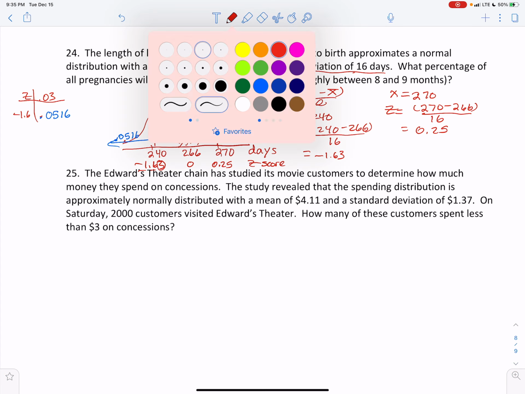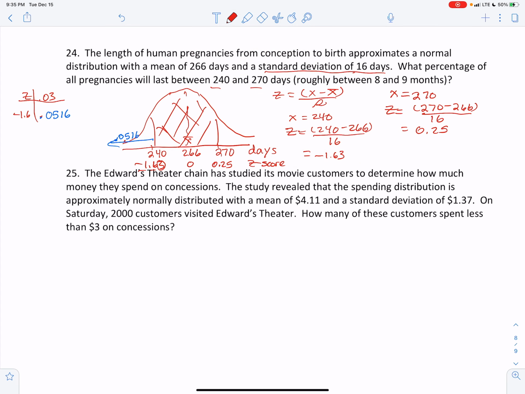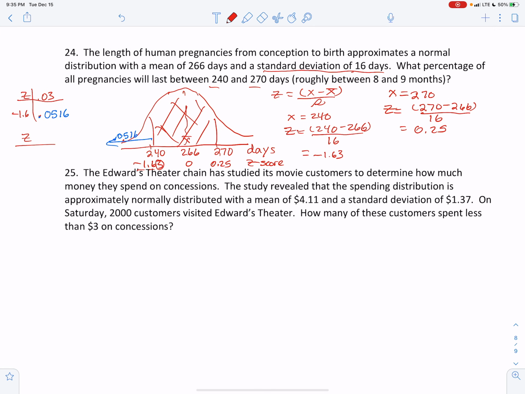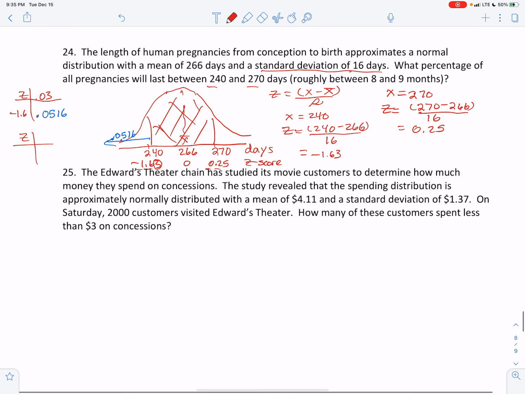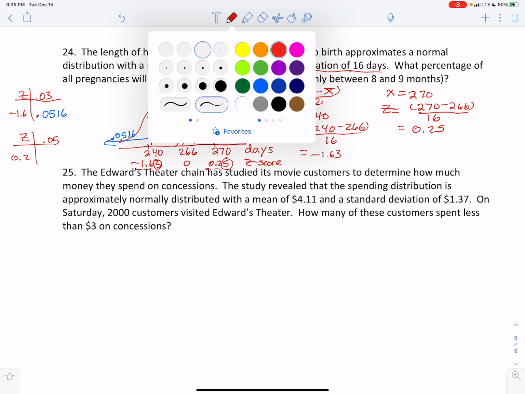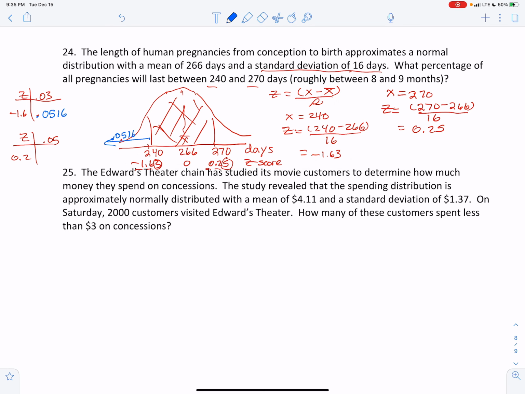All right, so now if I look up the z-score of 0.25, use the positive z-scores. So 0.2 under z, the whole number in the tenths, that 5 hundredths, I'll find that across the top, the 0.05. So when I look that up, I get 0.5987. Now, the area I get from the table measures the area to the left of the z-score.